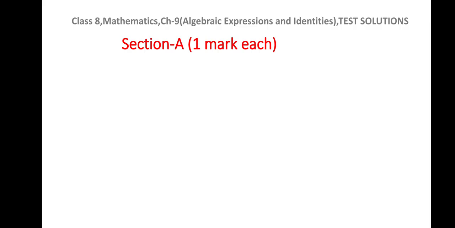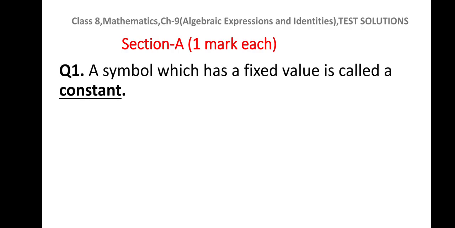Coming to section A, it consists of 1 mark questions. Question number 1: a symbol which has a fixed value is called a constant. And dear children, you all know that a symbol which has fixed value is called a constant, like it can be 7, -3, 2 by 5. Likewise, these are all constants. And a symbol which can be given any numerical value is called a variable or literal.